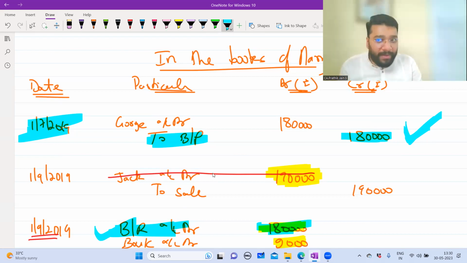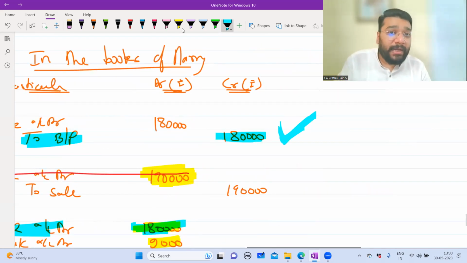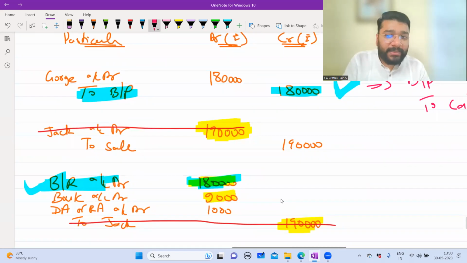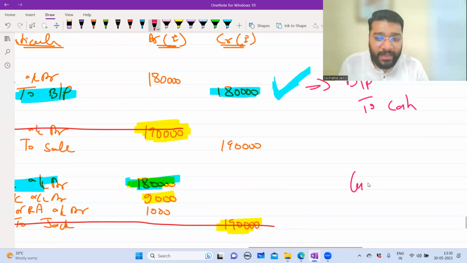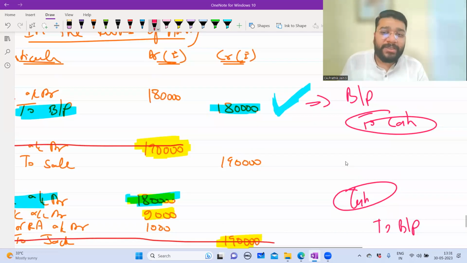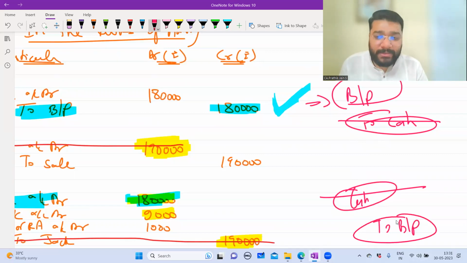So will you actually make the payment? If you make the payment, what is the entry? Sir, bills payable to cash. And if you have to receive the money, it is cash account debit to bills payable. This is also my cash, this is also my cash. So cash is knocked off. What is the entry? Bills payable to bills receivable.